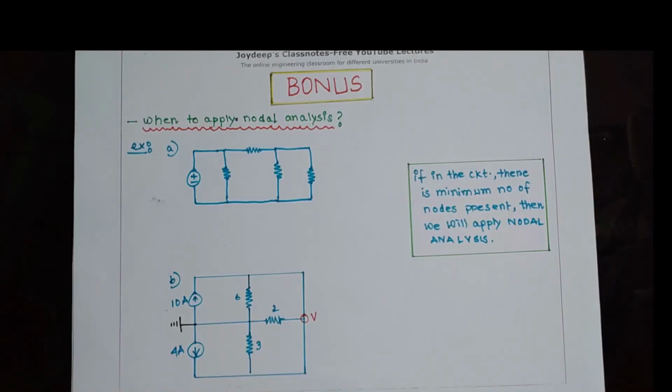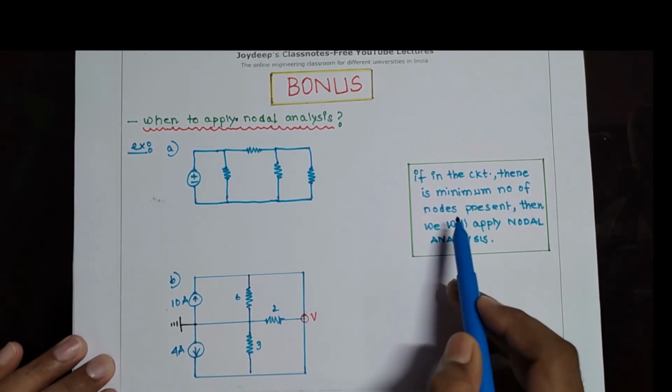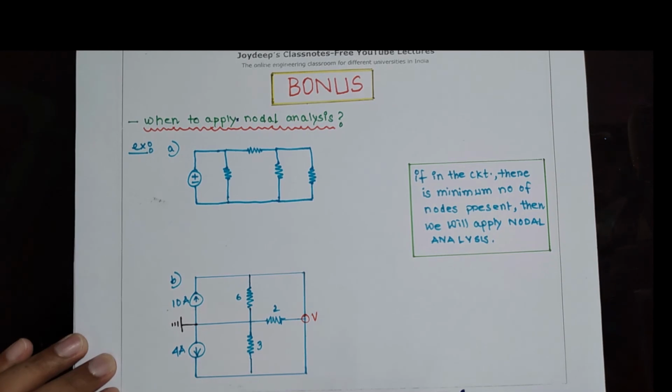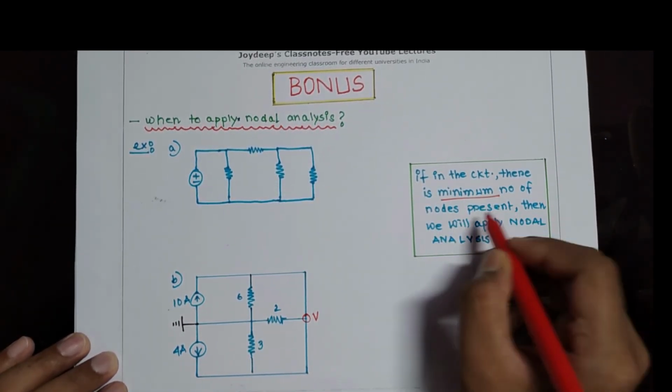When to apply the nodal analysis? Because it's not that we have only nodal analysis as a tool to solve different circuit problems. We have a lot of other tools as well. So out of all of them, when to use nodal analysis? That's a big question. We will be applying nodal analysis only when there is a minimum number of nodes present in the circuit. If there is a minimum number of nodes present in the circuit, then only we'll be using this nodal analysis, minimum number of nodes.